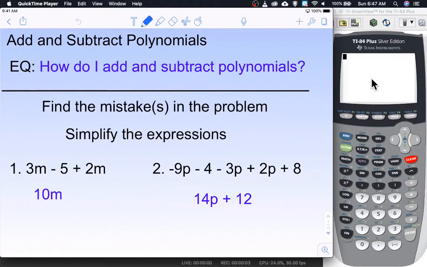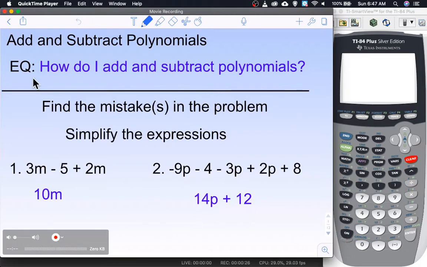Hello, and welcome to this lesson on adding and subtracting polynomials. So this is starting a new unit all about polynomials. It's a fairly long unit because there's lots of stuff to cover. There's adding, subtracting, this lesson. There's multiplying, there's factoring, and there's lots of different factorings that we're going to do.